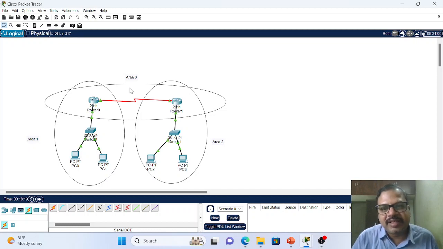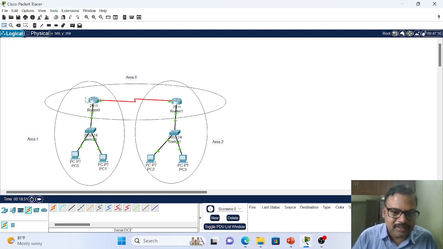This is why it is called the backbone area, and always the notation we are using for the backbone area is area 0. Then area 0, area 1, area 2. You can remember, instead of network number we are using area numbers, and area 0 should be used only for the backbone area. The other network configurations are the same, like setting the IP, setting the gateway IP and everything. You may refer to my previous video for this.